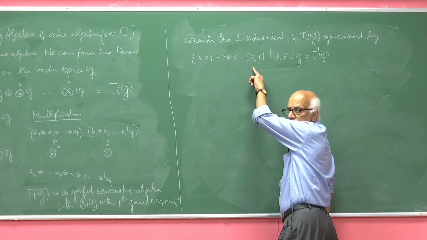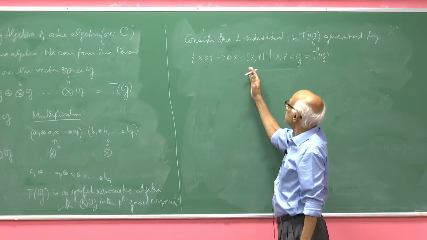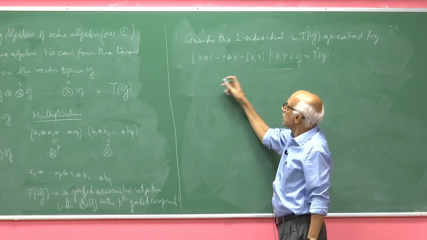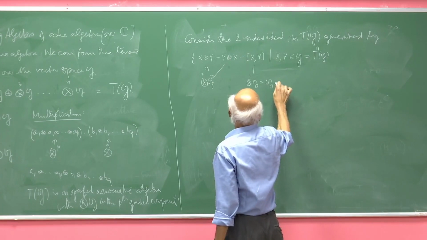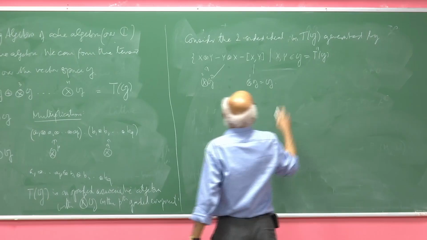It does not belong to one graded component, but you can form such elements inside the tensor algebra and take the ideal generated by them. This is an element in the tensor algebra. This is in tensor 2G, and so is this. This, of course, is in tensor 1G, which is G. Consider the two-sided ideal, let me call it IG.